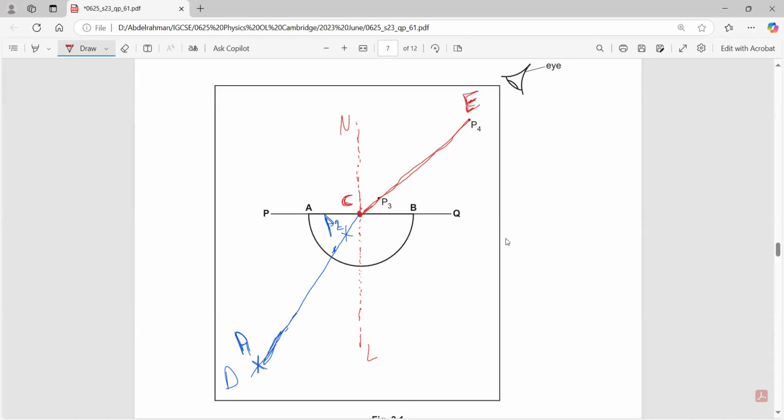Definitely use your ruler and a pencil. Your pencil has to be sharpened, with very thin lines and very accurate drawings.